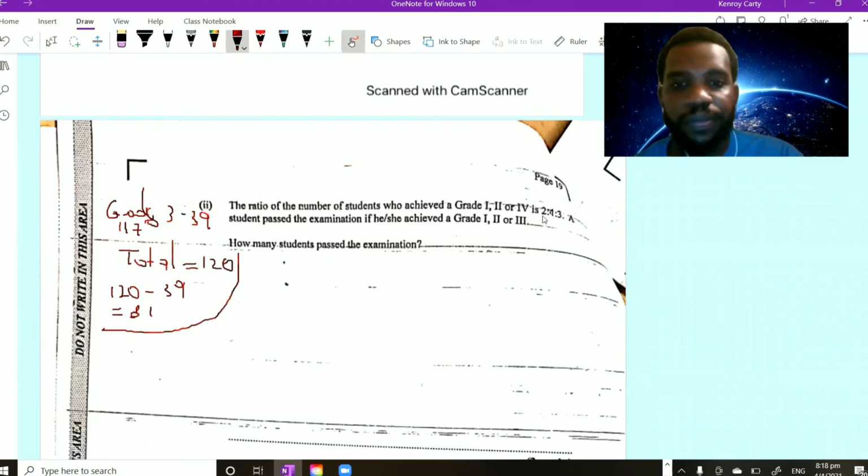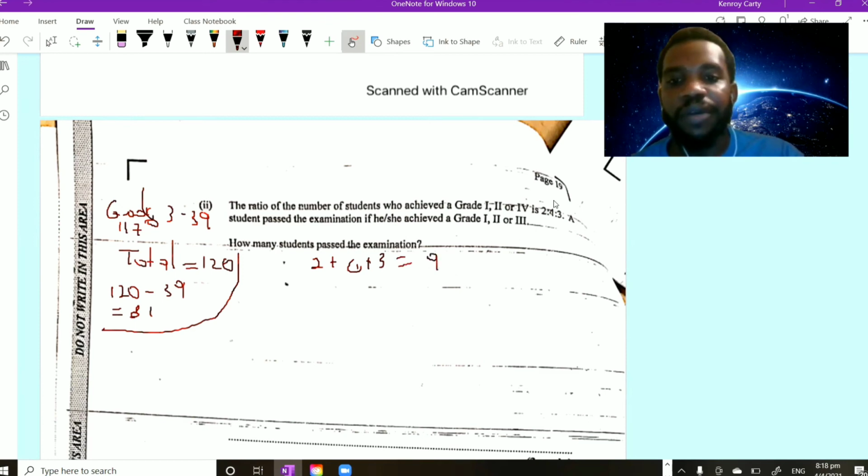And we have the ratio. Now, the persons who would pass out of this lot: we know that the persons who get grade 3 pass, and we know how many that is already. That's 39. But out of this total ratio, the persons who get grade 1 and 2 would pass. So let us add up the ratio: 2 plus 4 plus 3. 4 and 3 is 7, plus 2 is 9. So the total here is equal to 9.